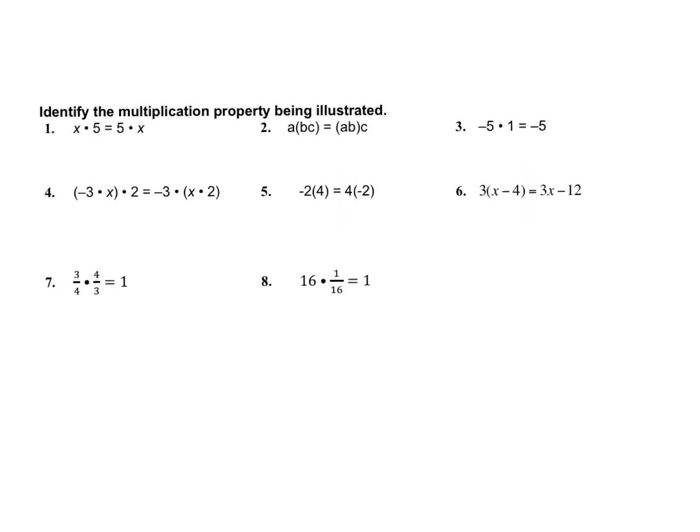All right, so now we're going to identify the multiplication properties that are being illustrated. So our first one, let's notice, I have x times 5 and then I have 5 times x. Remember, when you switch the order, this is a commutative property, and because then I have multiplication here, it's going to be the commutative property of multiplication.